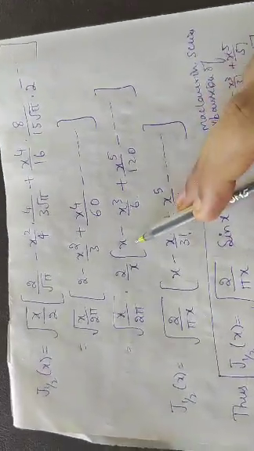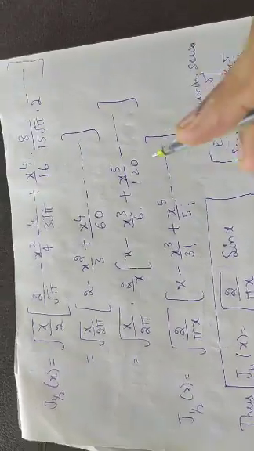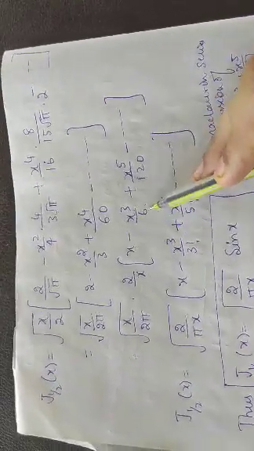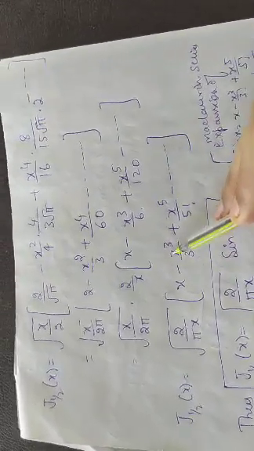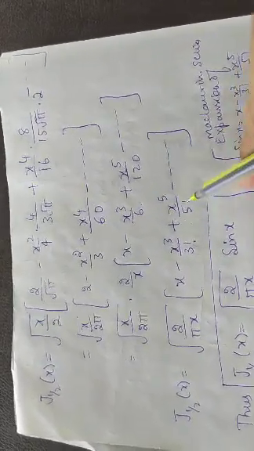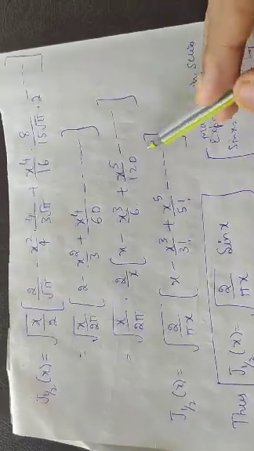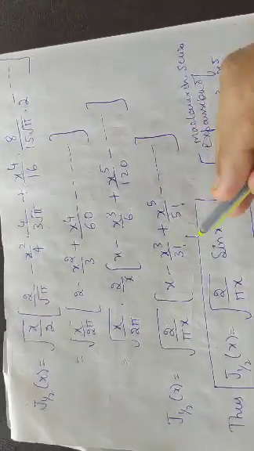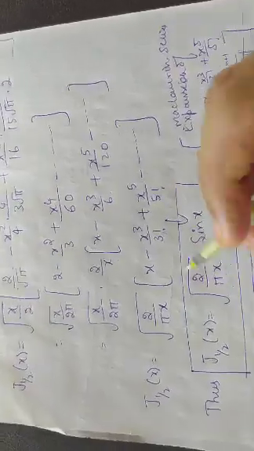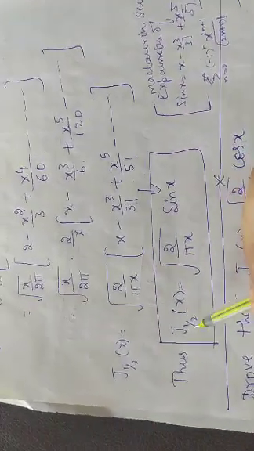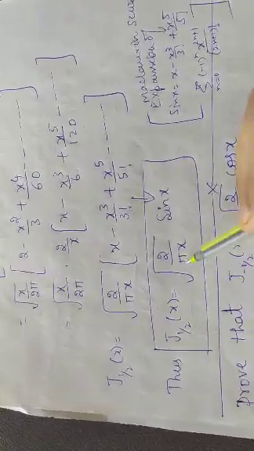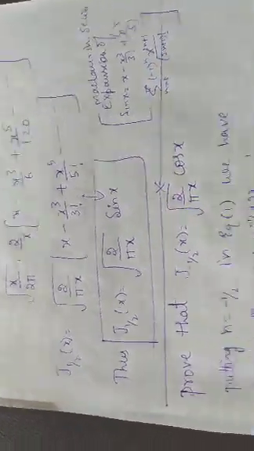Already you got this is the sin x expansion. So x minus x cube by 3 factorial, because 3 factorial value is 6 and 5 factorial is 120. x minus x cube by 3 factorial plus x power 5 by 5 factorial, like this it will go on, which is nothing but completely sin x. So root 2 by pi x as it is, and this is nothing but the sin x expansion. Thus we have proved J of half of x equals root of 2 by pi x into sin x.